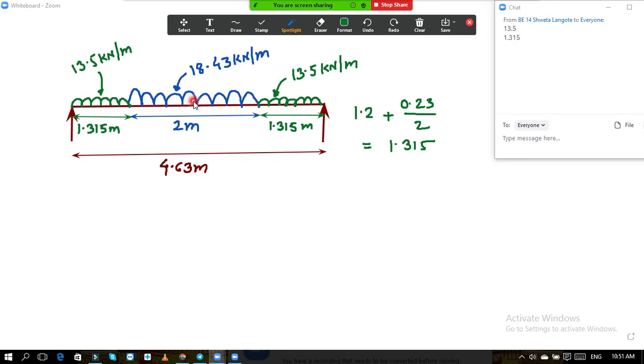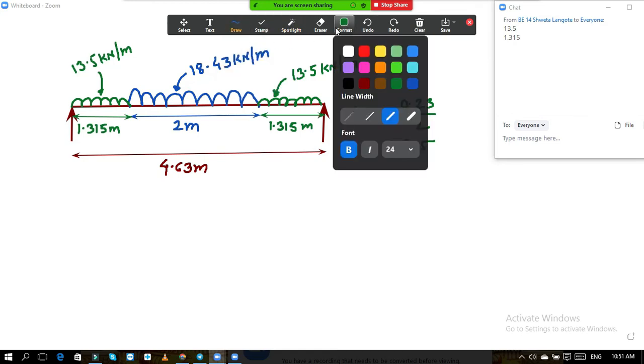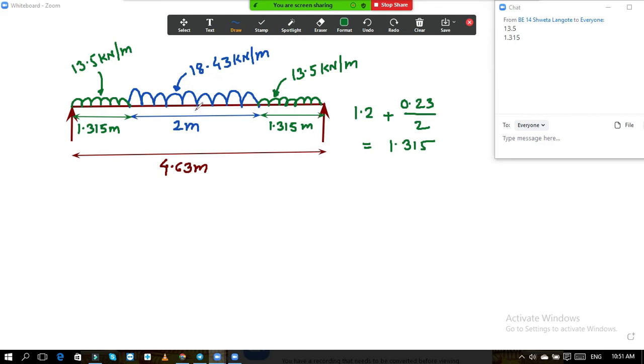I hope now it is clear to you. So I will mark the center point now. Center comes out somewhere here. Randomly I am taking this point.